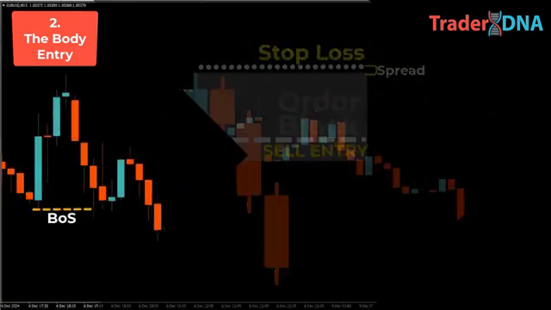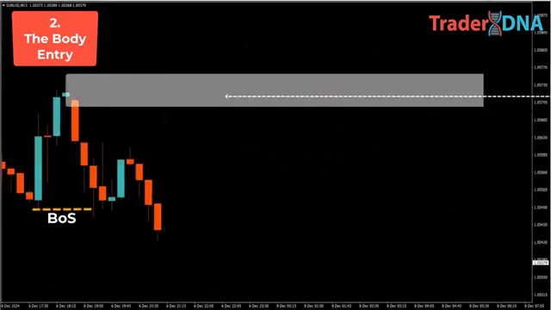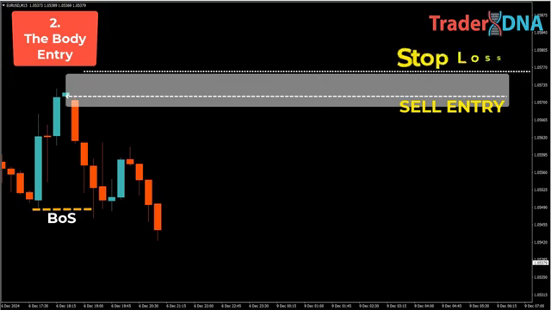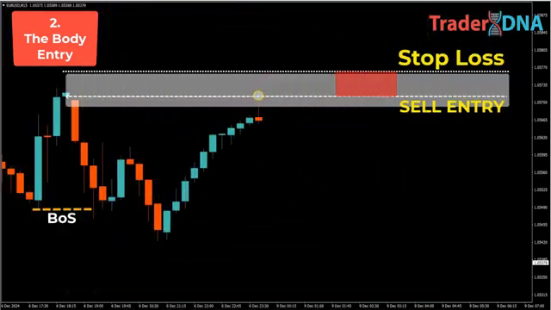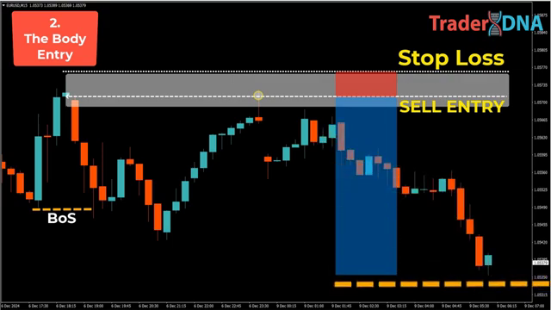This entry method is particularly appealing because it typically delivers a higher reward to risk ratio compared to the wick entry. Why? The stop loss margin is tighter, meaning your potential risk is reduced while the profit potential remains strong. For traders looking to maximize their returns on well-analyzed trades, the body entry can be an excellent choice.